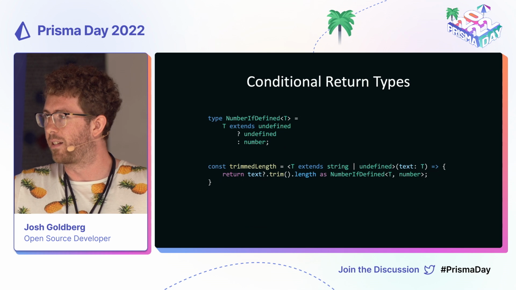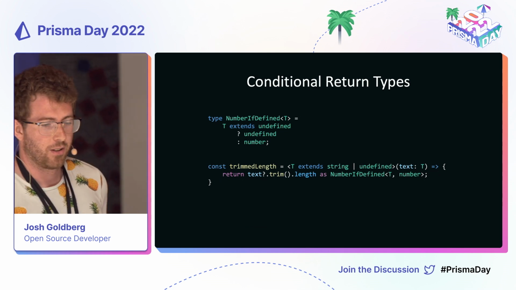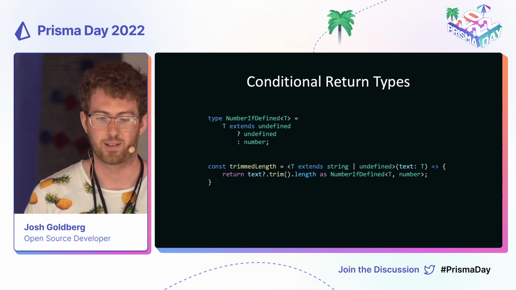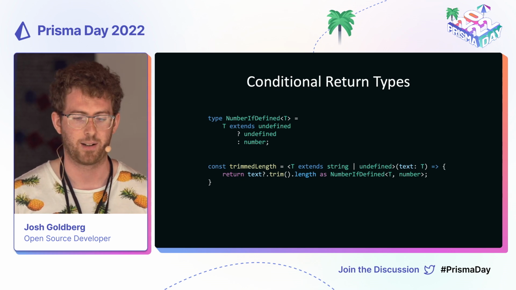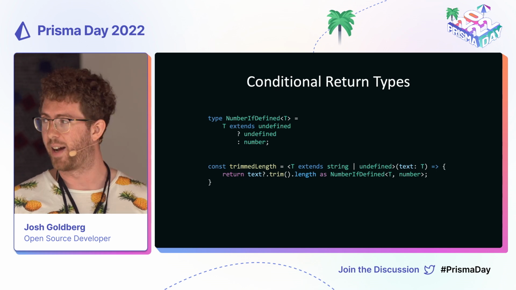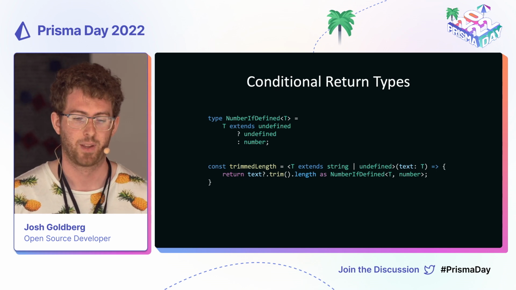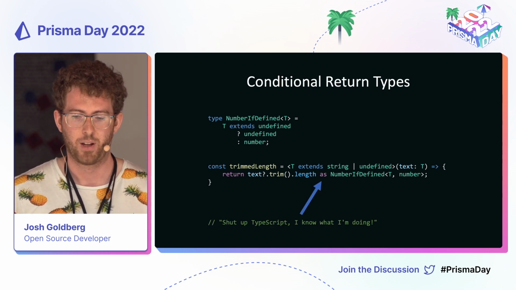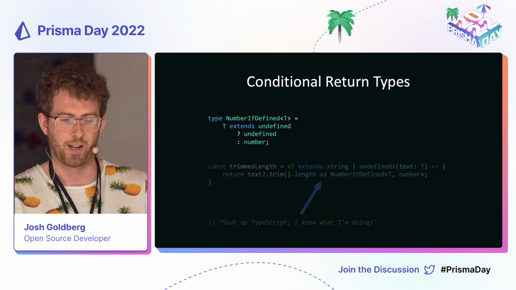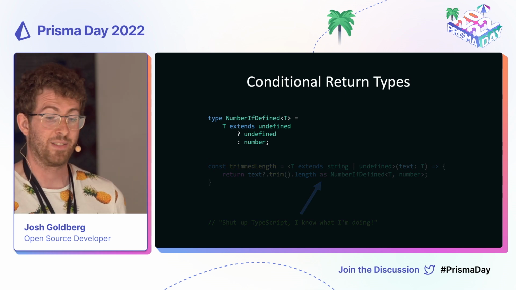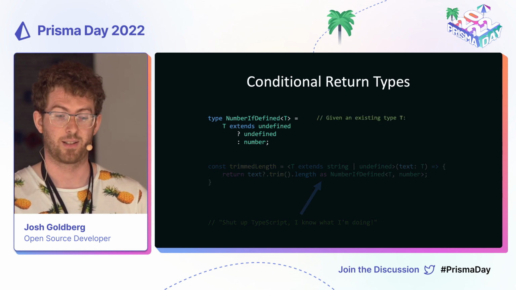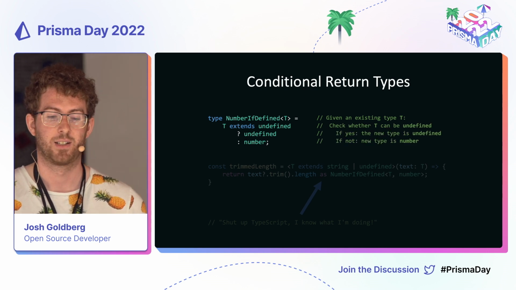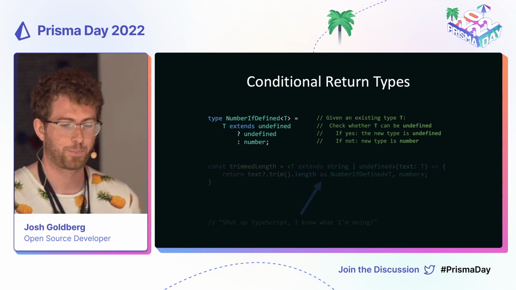So let's make this a little more useful. Suppose you have a function, trimmedLength, which takes in text t, and t is allowed to be string or undefined. And you return the length of it after trimming it. That could be undefined if t is undefined, or it could be a number. So in this function, where we use an as-cast to kind of massage the type system, I'm going to go over it line by line, this NumberIfDefined type takes in a T, and it says, if that T is undefined, then my result is undefined. Otherwise, the result is number.